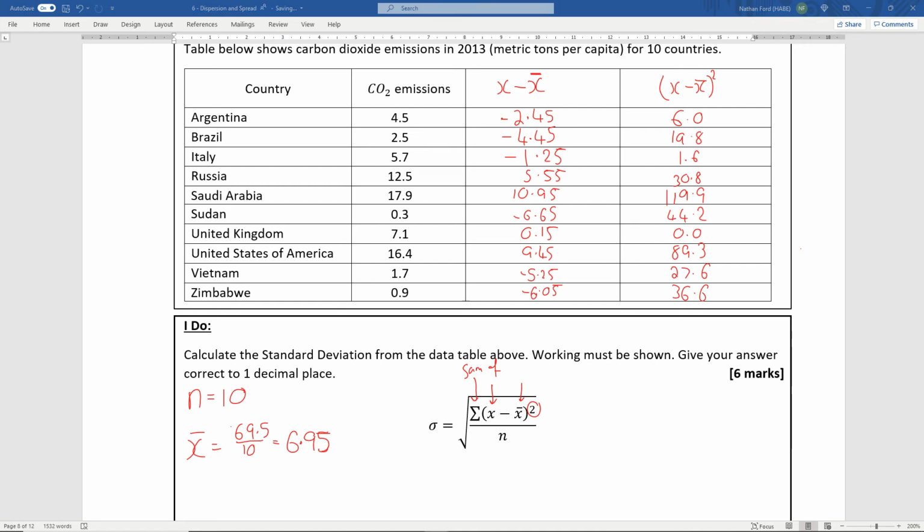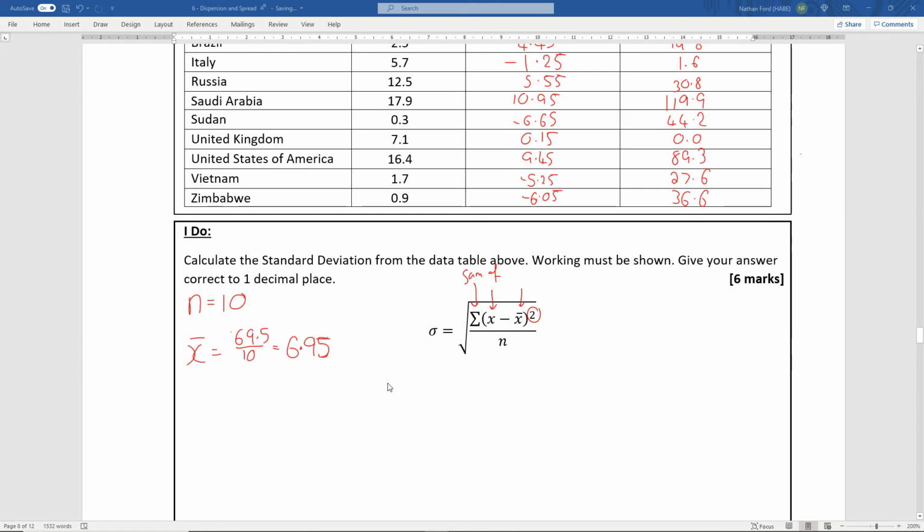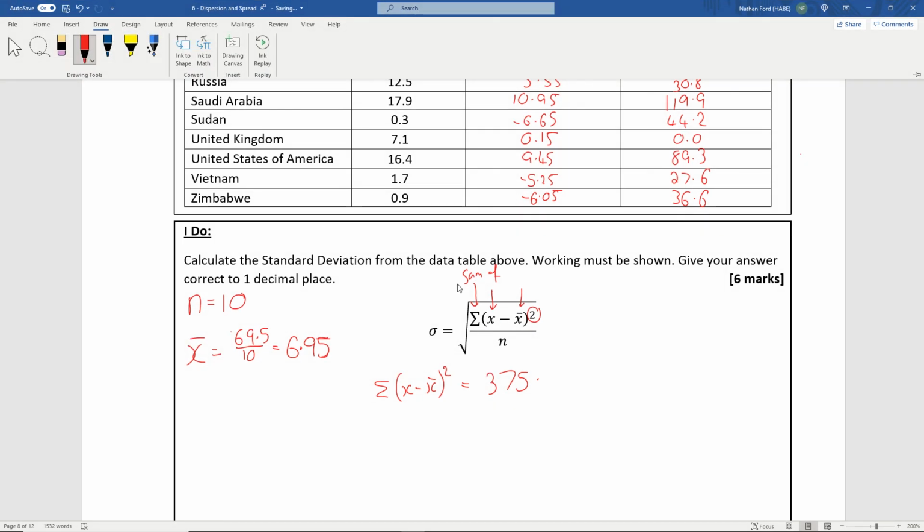Now, I'm just going to do this on a calculator, of course. You don't need to see it. Okay, so I sum them all up, and the sum of all those results is equal to 375.8.